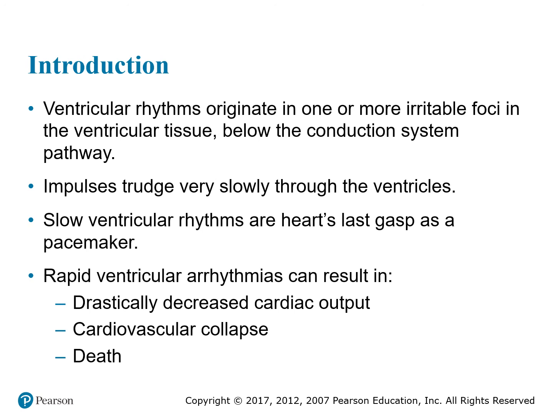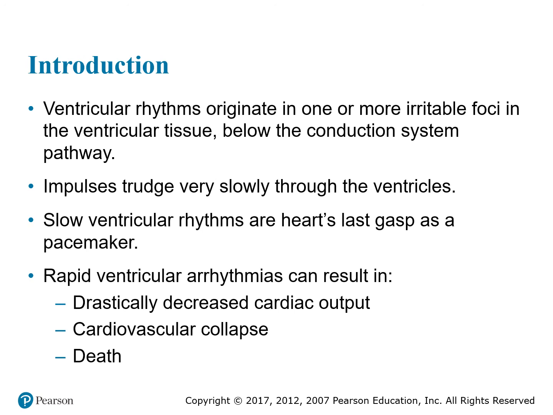Ventricular rhythms originate in one or more irritable foci in the ventricular tissues below the conduction system pathway. Without the benefit of the conduction pathway to speed the impulses along, the impulses trudge very slowly, cell by cell, through the ventricle, producing a wide QRS that measures greater than 0.12 seconds. The shape of the QRS complex is influenced by the site of origin of the electrical impulse.